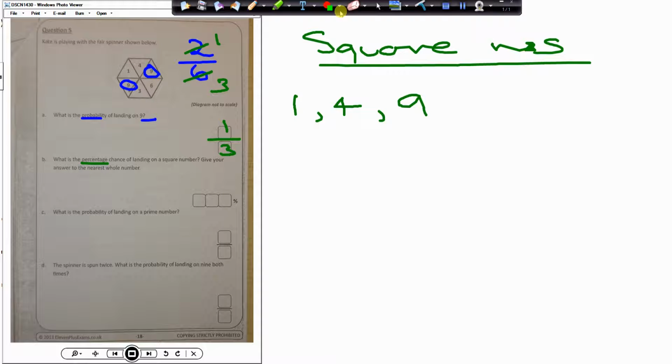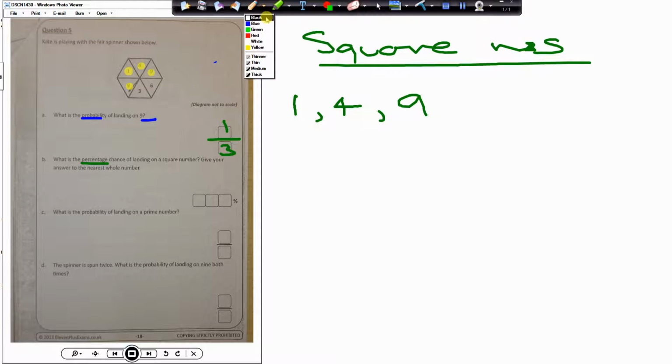Now, let's get the rubber and get rid of all this for the moment to make some space. What we're going to do now is use the highlighter. So how many square numbers do we have? 1 is a square number, is that right? Yeah. 4 is a square number? Yes. 9 is a square number? Yeah. Okay, so the question asks for the percentage chance.